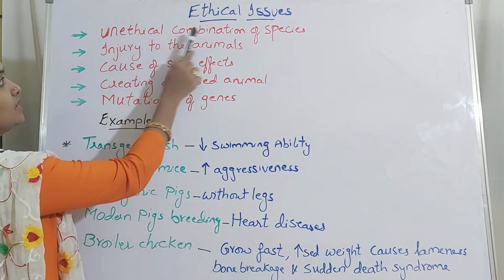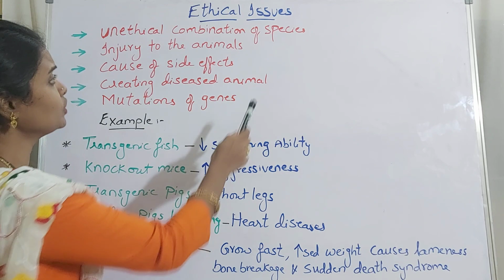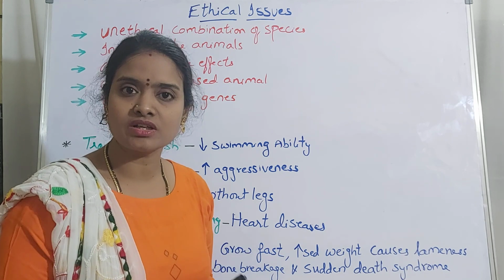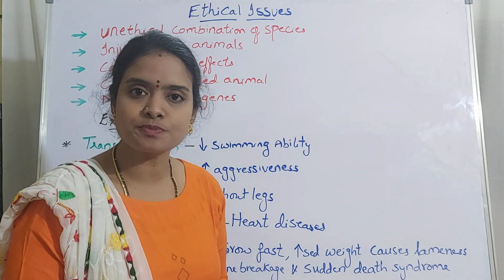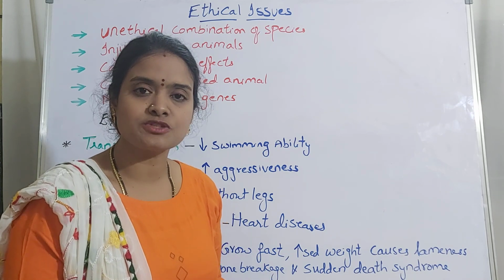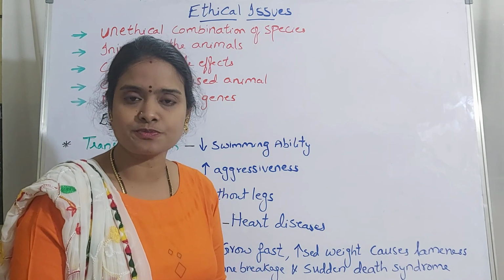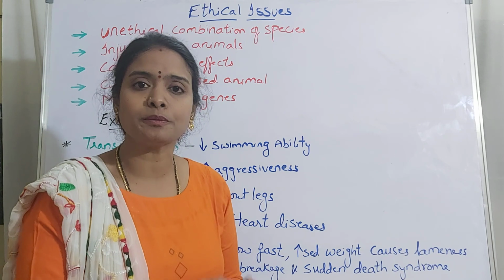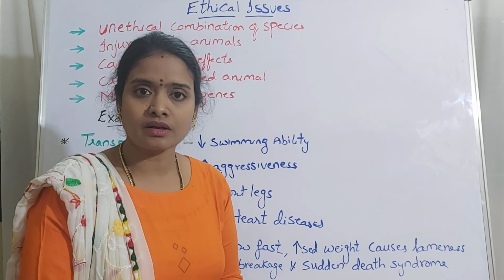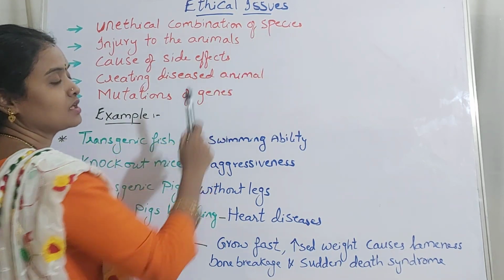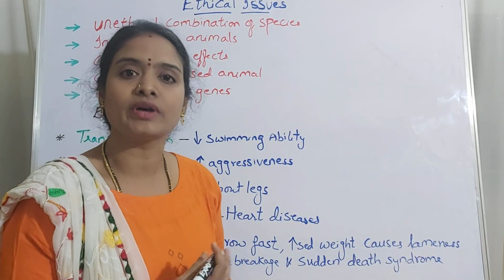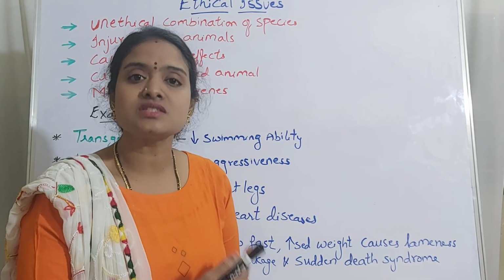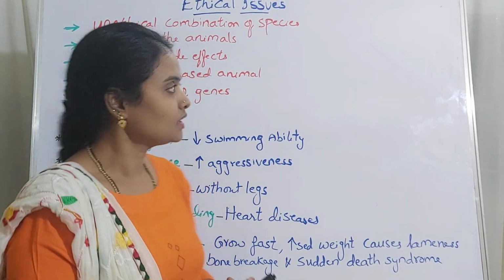The first one is unethical combination of species. Here we are producing a transgenic animal between two different species. It can be between two different species or within the species. If it is within the species, we are not going against nature. It is a natural process. But if you are crossing animals between two different species, a new species or new variety will be produced, which is against nature. So now we are disturbing our natural ecosystem. That must not be done.